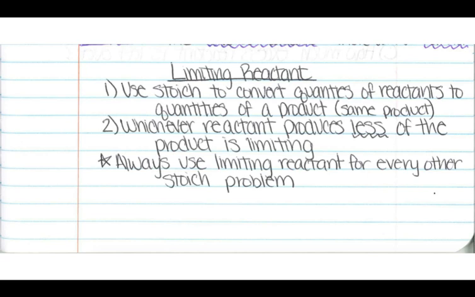Whichever reactant produces less of the product is a limiting one. So make sure that that's what is clear to you in your notes. If it produces less, it will run out first. And then the whole point of figuring out which one is your limiting reactant is every stoic problem that you have about that particular reaction is all going to be dependent on your limiting reactant. So once you've determined what it is, you're going to always start with that quantity and substance for any other type of comparison that you're trying to do.